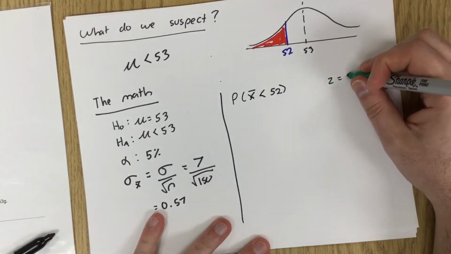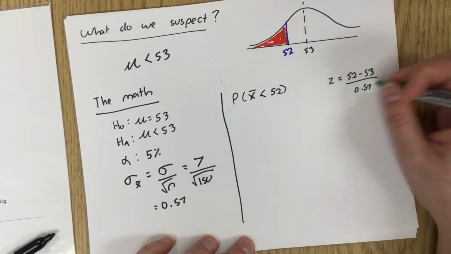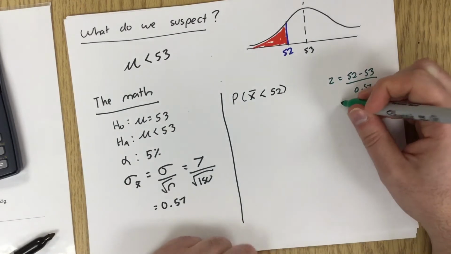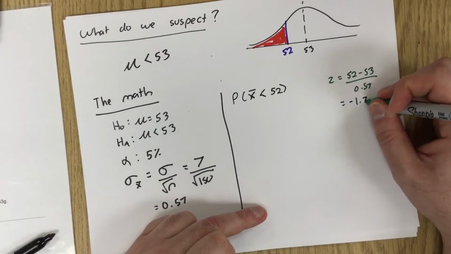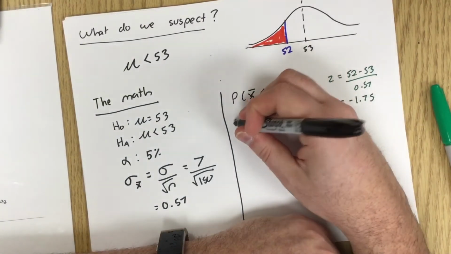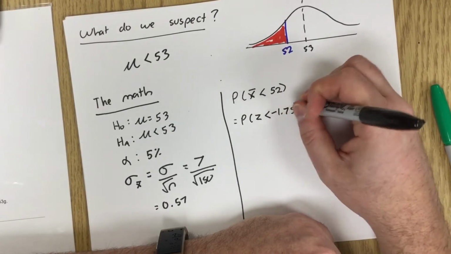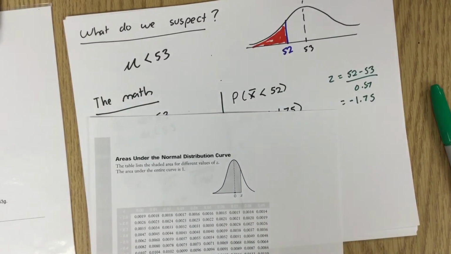The z-score is going to be 52 minus 53 divided by 0.57. So negative 1 divided by 0.57, and that's going to be negative 1.75. So the probability that the mean is less than 52 is the same thing as the probability that the z-score is less than negative 1.75. And the probability of it being less than negative 1.75 is 4.01%.